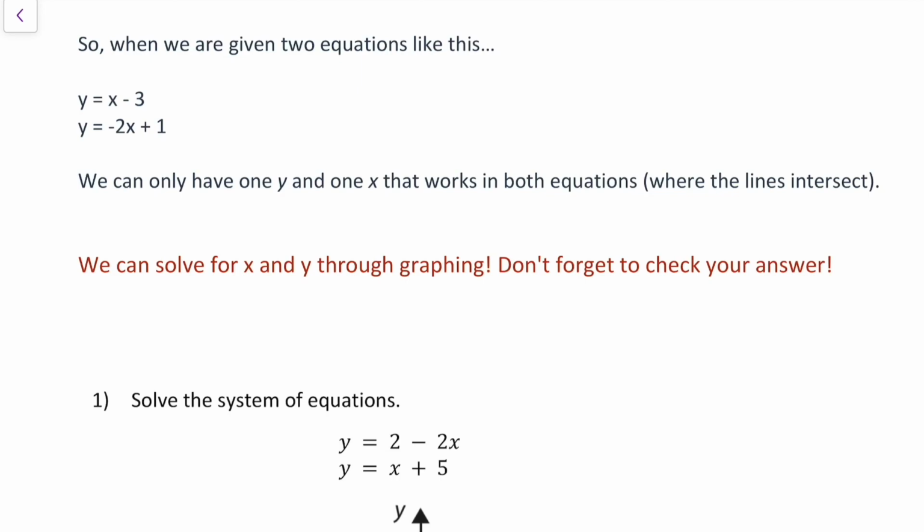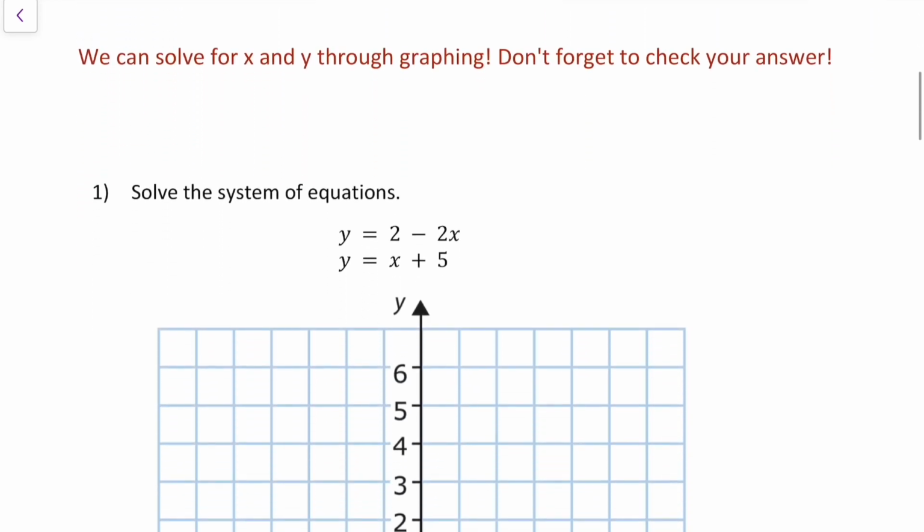Now the downside to doing it graphically is you need them to cross at a nice point. If they don't cross at a nice whole number, then you're going to basically have to guess or estimate what that answer would be. And in that case, graphing probably isn't your best bet. You're going to want to resort to another method. But let's look at some examples.